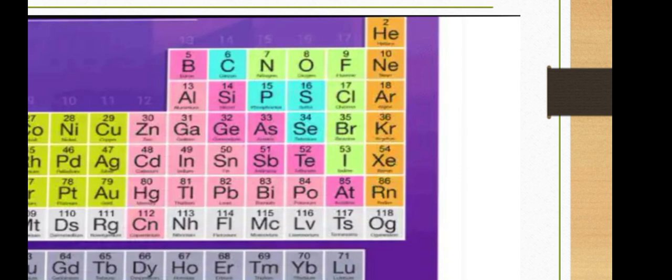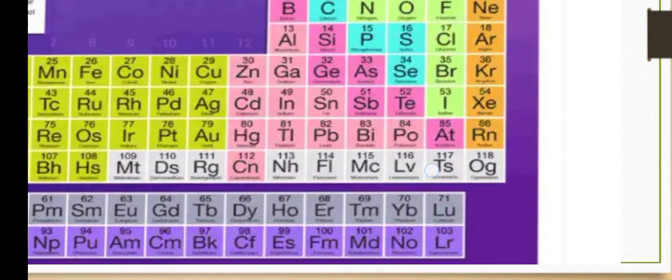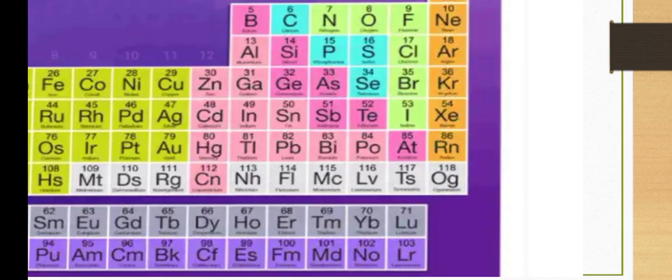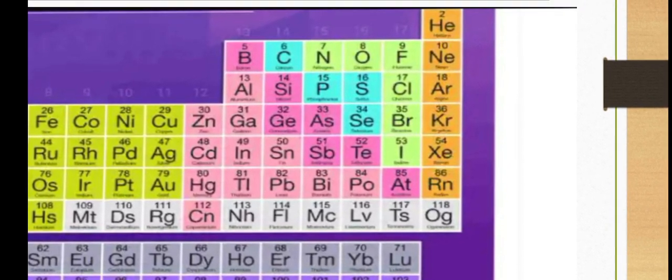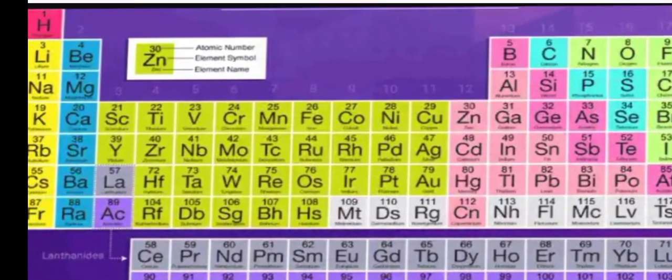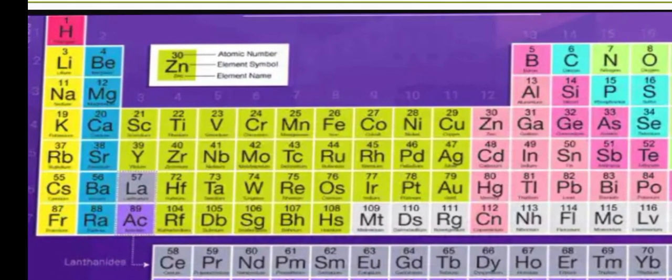Group 7 I can call halogens, which simply means salt formers. The halogens are these ones that are green. That is fluorine, chlorine, bromine, iodine, astatine, and the rest. So that's for that. We'll be explaining this very well as we progress in this study.